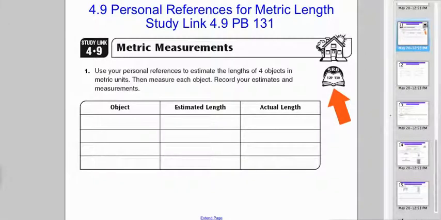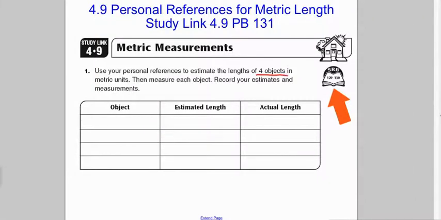In this video, I'm going to walk you through some of the requirements for StudyLink 4-9, which looks at metric measurements. In problem number 1, in the first part of tonight's math practice, you're going to be asked to look at 4 different objects, and then give an estimation of their length in metric units, and then actually measure them in metric units as well.